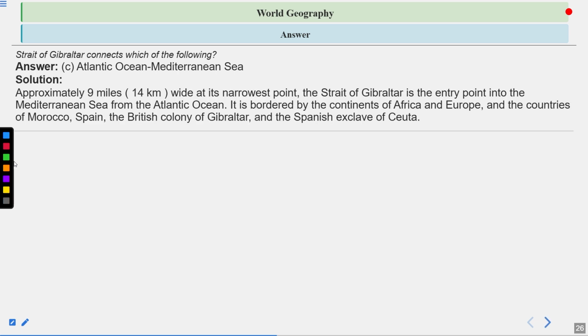So it is approximately 9 miles, that is 14 km, wide at its narrowest point. The Strait of Gibraltar is the entry point into the Mediterranean Sea from the Atlantic Ocean. It is bordered by the continents of Africa and Europe and the countries of Morocco, Spain, the British colony of Gibraltar, and the Spanish exclave of Ceuta. So the correct answer is C option, Atlantic Ocean, Mediterranean Sea.